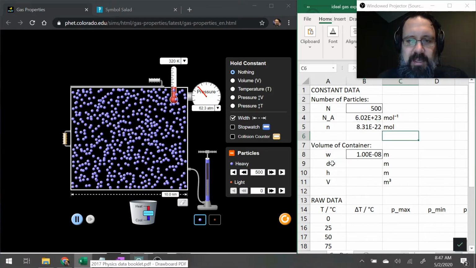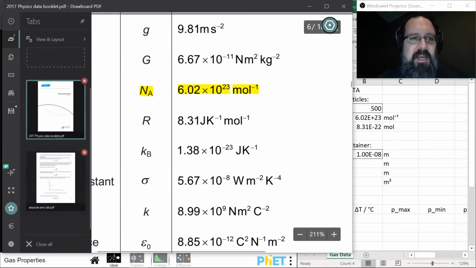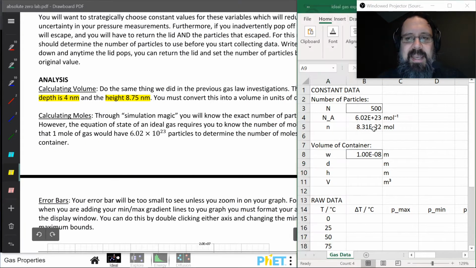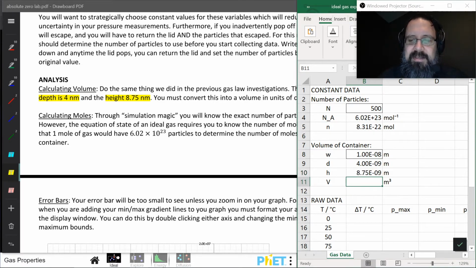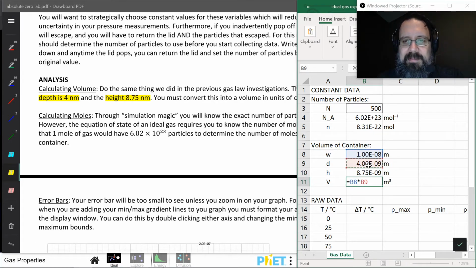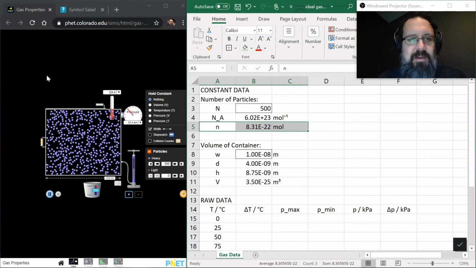Next, we need to look up what the depth and the height of this container are. I actually provided it to you guys in the documentation for this experiment that's been uploaded to Google Classroom. The depth is 4 nanometers and the height is 8.75 nanometers. So the depth is 4 times 10 to the negative 9, and the height is 8.75 times 10 to the negative 9. To calculate the volume, you simply need to multiply these together: width times depth times height. There it is. Now these numbers here, this is what we need to use in the actual calculation.